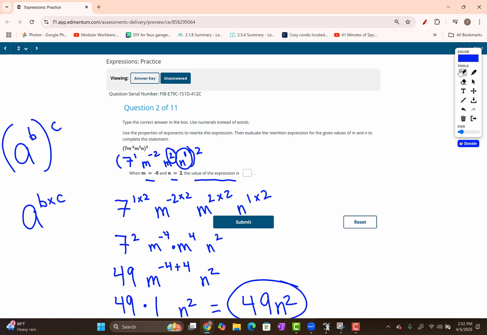This isn't our answer because then they want us to evaluate this when m is -6 and when n is 2. You'll notice there are no m's anymore. So yeah, simplifying this makes it much easier now to substitute these values for those variables. So instead of 49n squared, we're going to replace the n with 2.